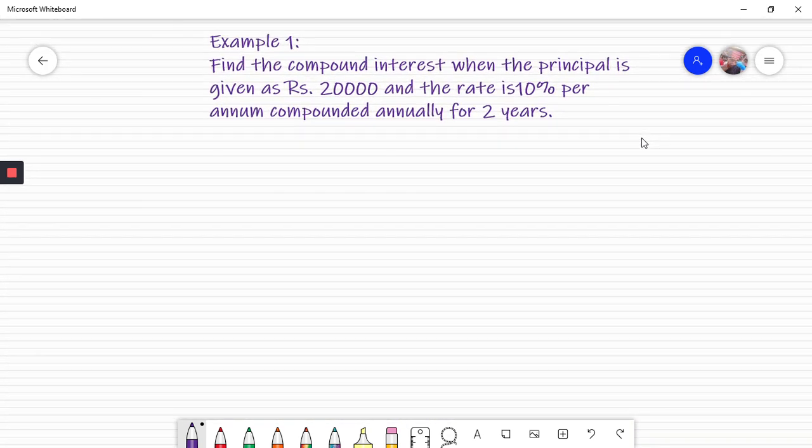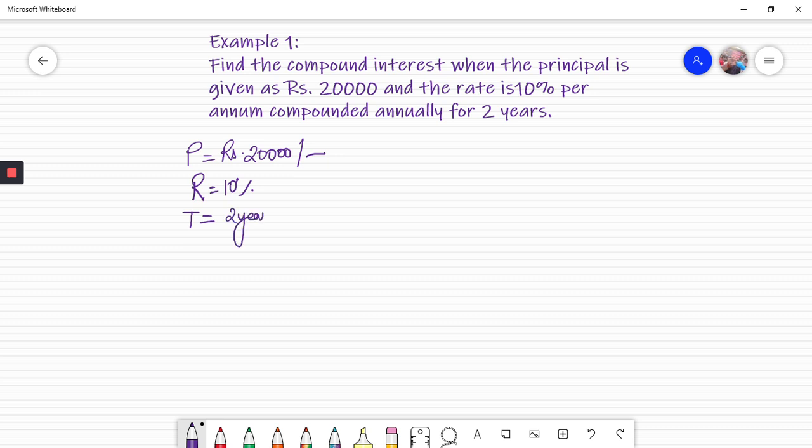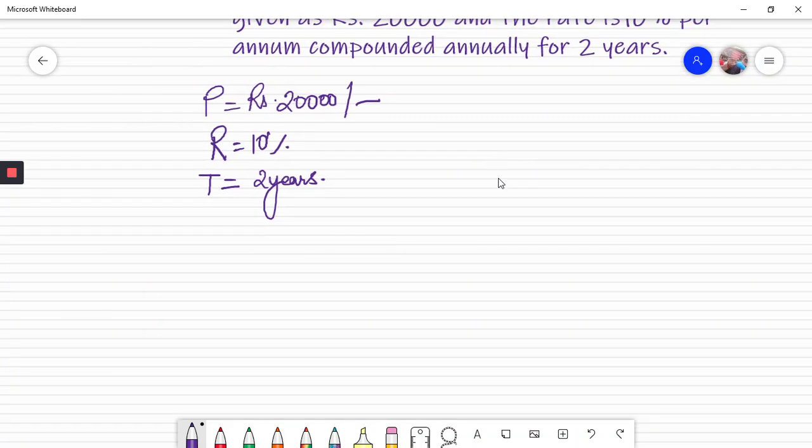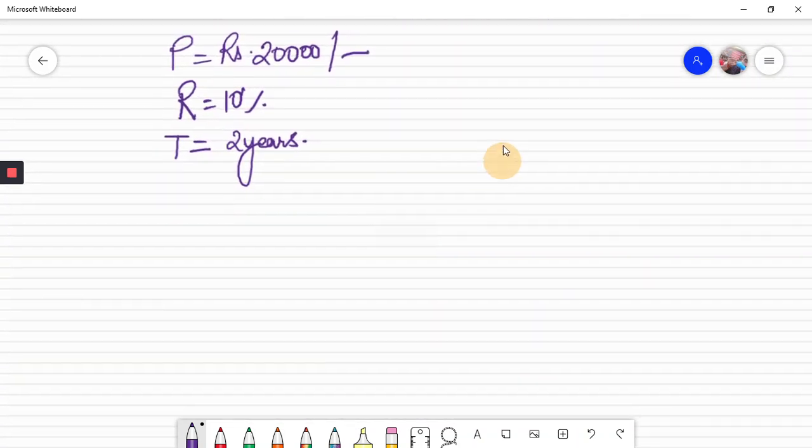So the example says, find the compound interest when the principal is rupees 20,000. So we have just noted down the value, that is 20,000. Next, the rate is 10% and the duration for which it is compounded is 2 years. So first I'm going to take the method that is by simple interest method, right?